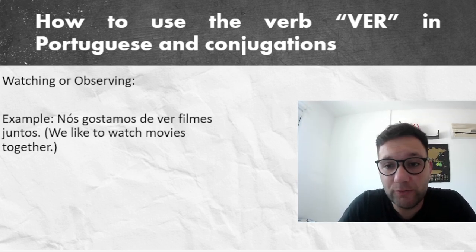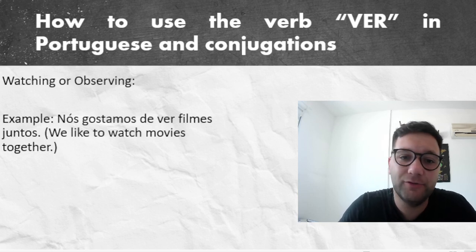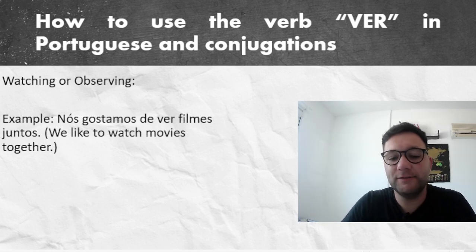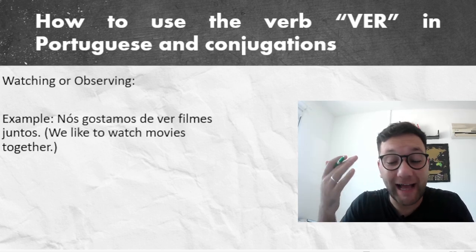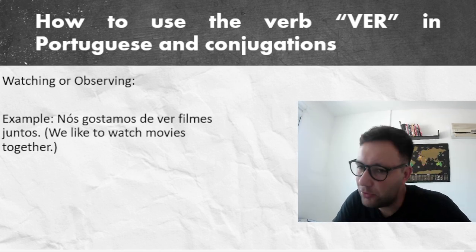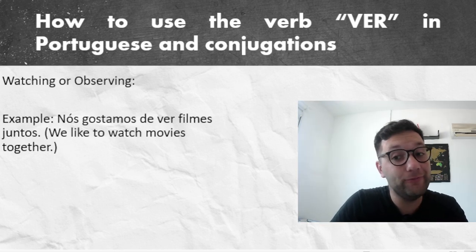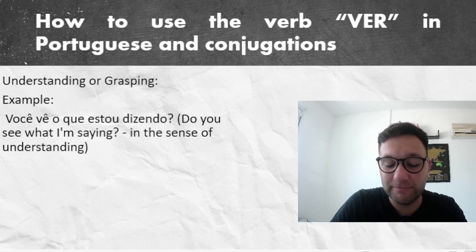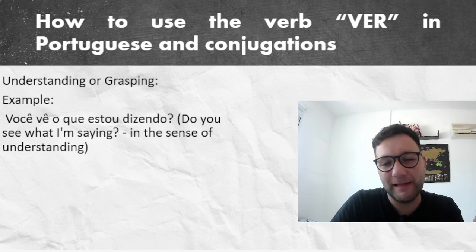And also we use it to watch. For example, nós gostamos de ver filmes juntos. We like to watch movies together. And we use it a lot, we Brazilians. We can say, eu vou assistir o jogo. I will watch the game. Or I can say, eu vou ver o jogo. Take notes, we use the verb ver as a synonym of to watch. Also, it's the same idea as in English.